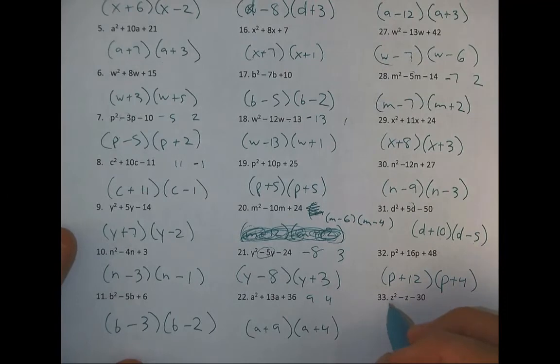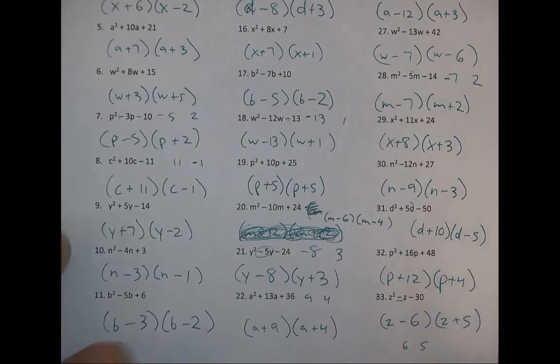All right, and 33. Multiplying to a negative, so one of them's negative, one of them's positive, and they're going to have to be within one of each other to get me a negative 1. So that's 6 and 5. And if I'm ending up with a negative, I need more negatives. So the 6 is the negative and the 5 is the positive.